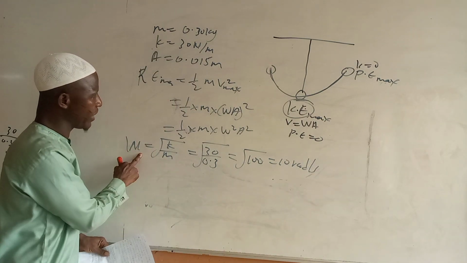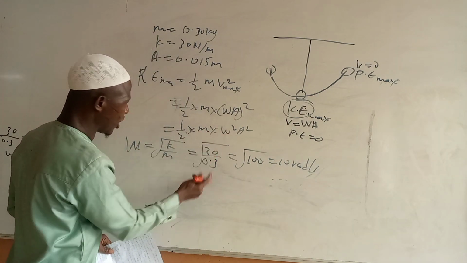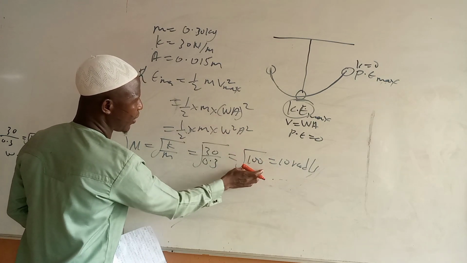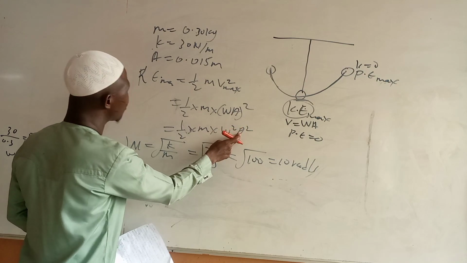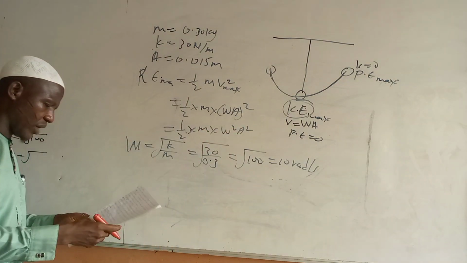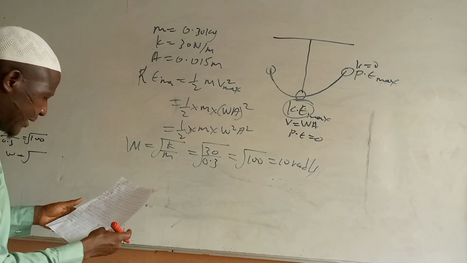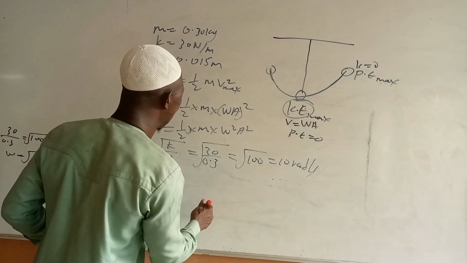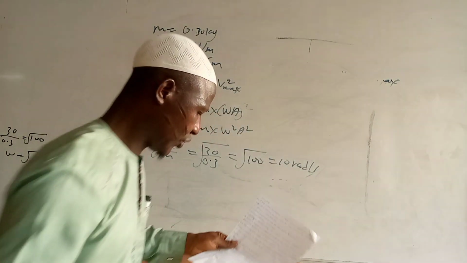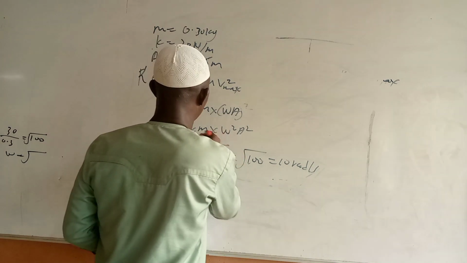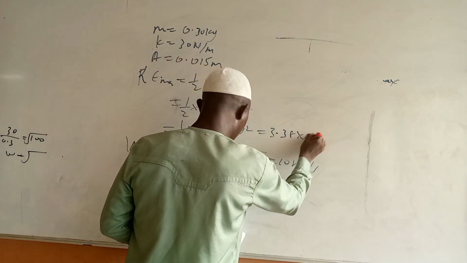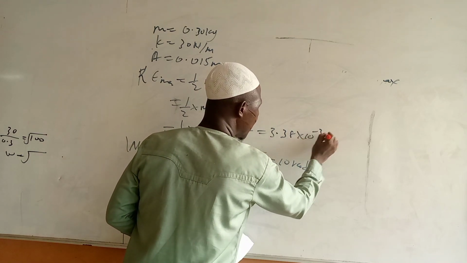So once you know your omega, you put it here. Or you can even use hundred completely. That will serve as well. Square of omega, put it here. Put your amplitude. Put your mass. So at the end of the day, if you calculate it very well, you are going to get 3.38 times 10 to the minus 3. You calculate it very well. 3.38 times 10 raised to the power minus 3 joule.